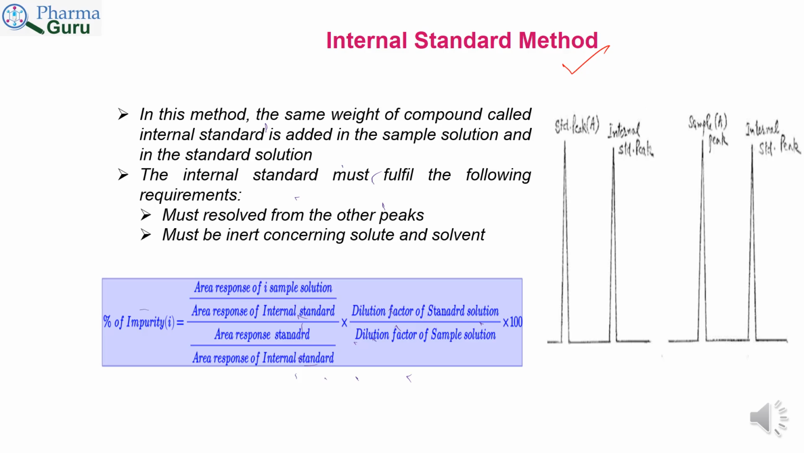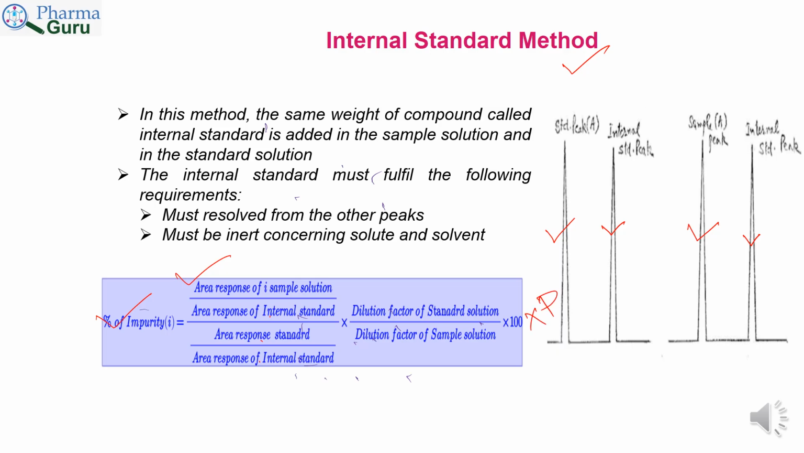For standard, we get peak area for standard as well as peak area for internal standard. In standard we get peak for the internal standard and peak for the sample, and we calculate impurity or assay by this formula: area response of sample divided by internal standard divided by area response of standard divided by area response of internal standard into dilution factor of the standard divided by dilution factor of sample into 100 into potency.